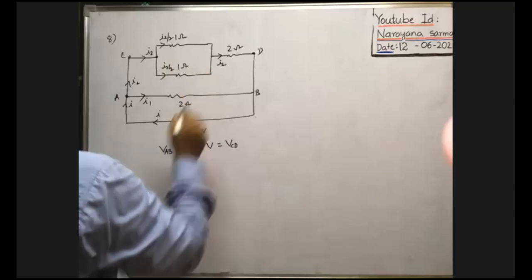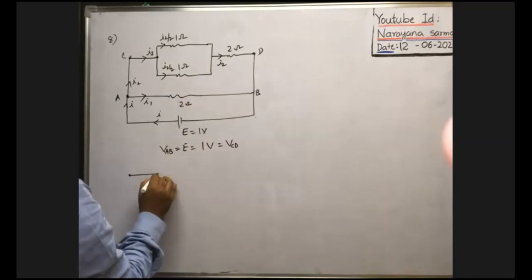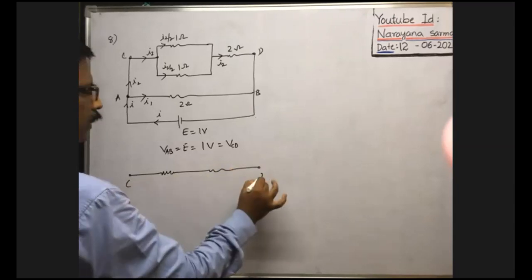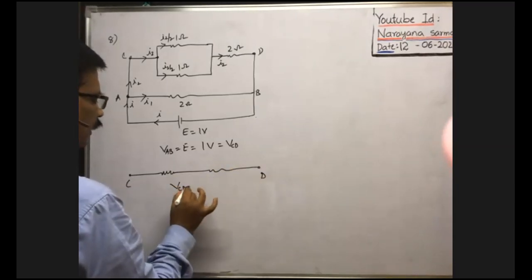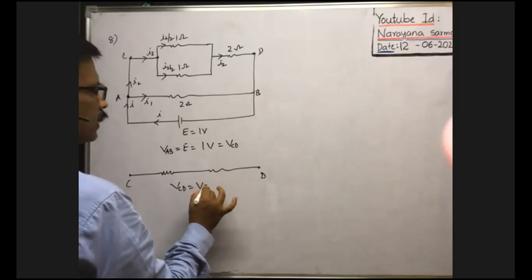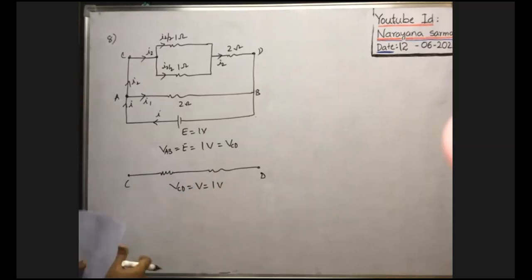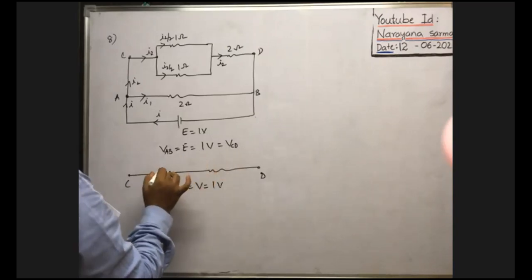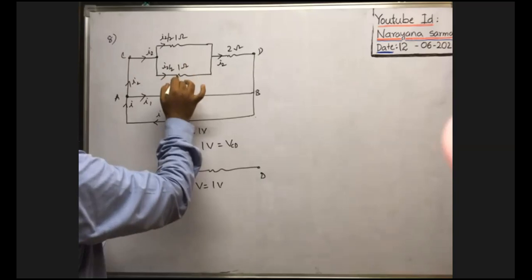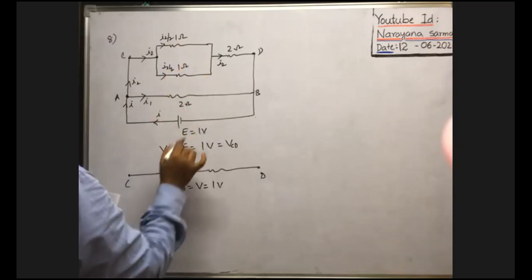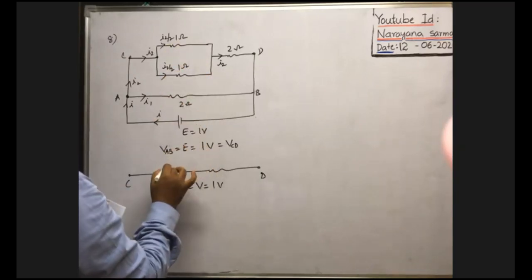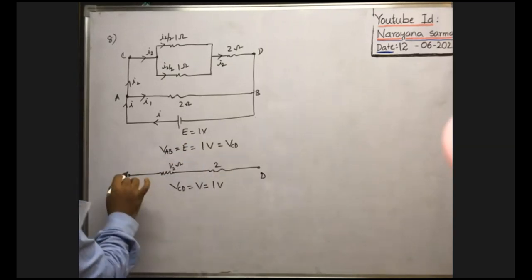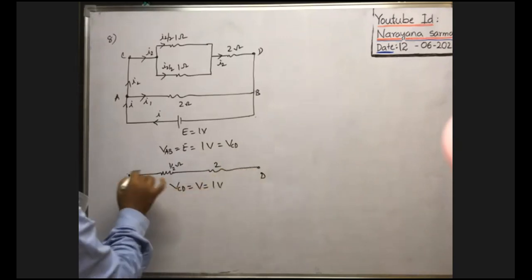So in between C and D, the potential difference across C and D is equal to say V, which is equal to 1 volt. Okay, the potential difference across C and D is equal to 1 volt, you know. Here this resistance, what is this resistance? Here 1 ohm, they are in parallel. So the effective resistance is equal to 1 into 1 by 1 plus 1, that means 1 by 2 ohm. And this resistance is 2 ohm. Here the potential difference across this one is known. So what is the current through this one?